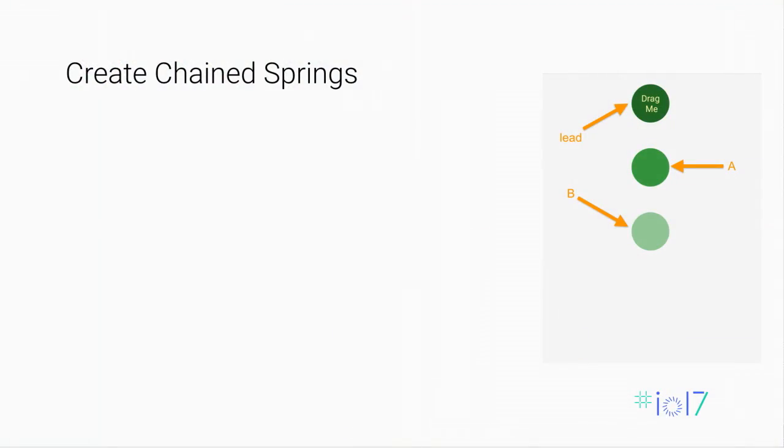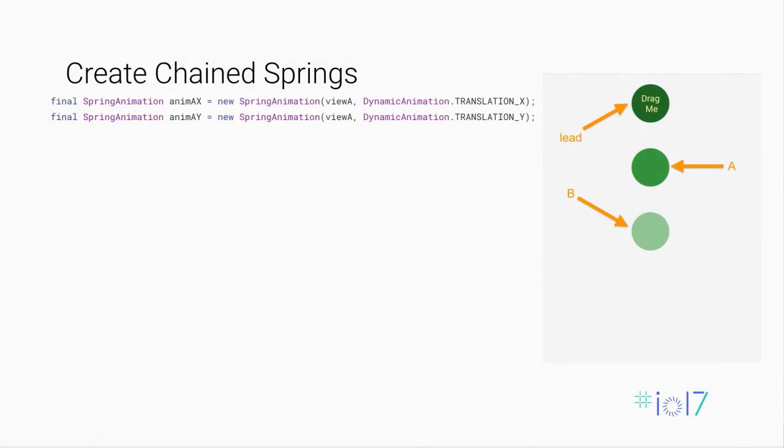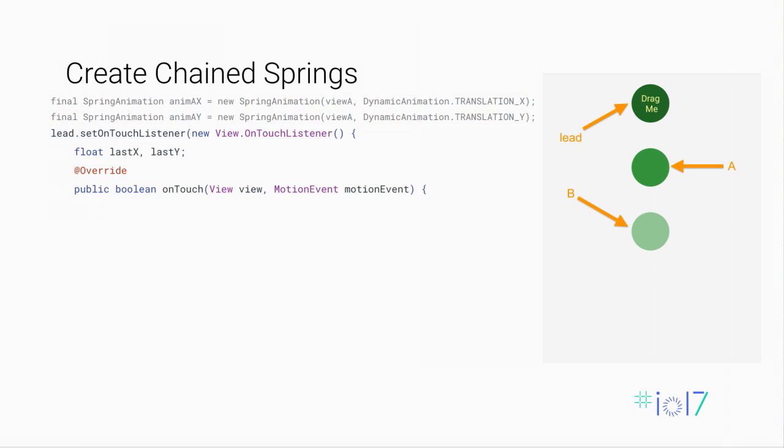Now let's take a look at how we can achieve this. Let's name these 3 views lead, A, and B for easier reference. So our goal is to have A follow the lead as lead is being dragged around, and B follow A. And we're going to achieve this by using spring animations. Let's first take a look at how we can have A follow the lead. So first, we're going to create animations for A on its translation X and translation Y properties.